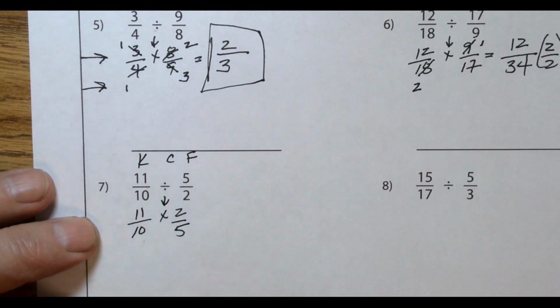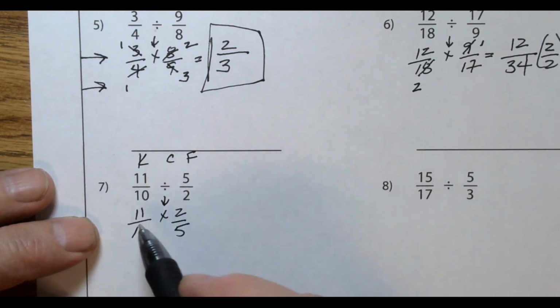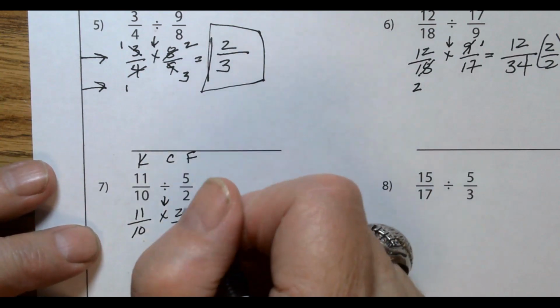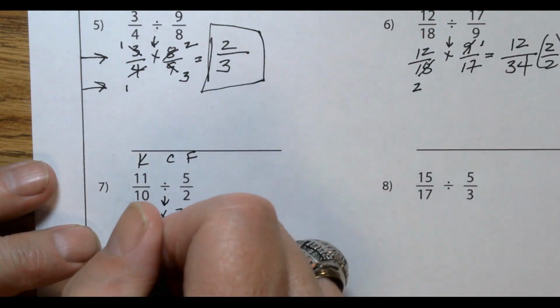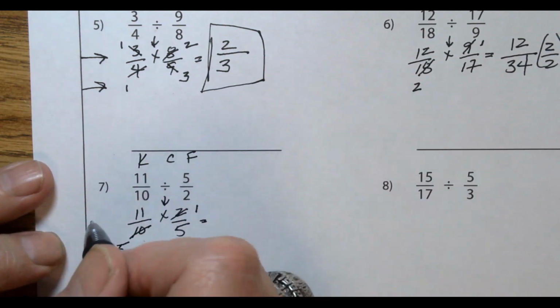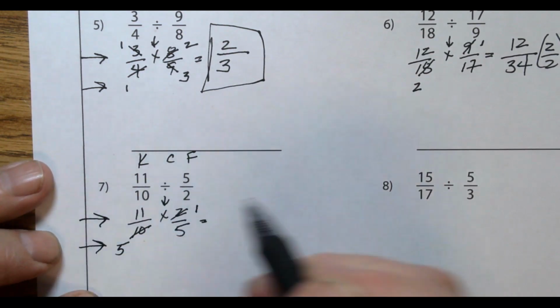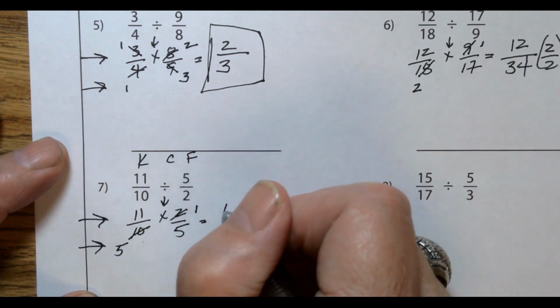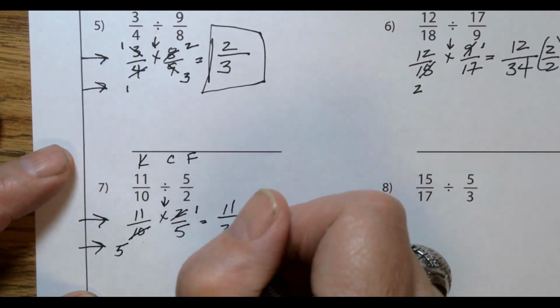I'm going to see if I can cross cancel. I can't do anything with 11 and 5, but I can do something with 2 and 10. So 2 goes into 2 once, 2 goes into 10 5 times. So now I'm going to multiply straight across, which I do when I multiply fractions. 11 times 1 is 11. 5 times 5 is 25.